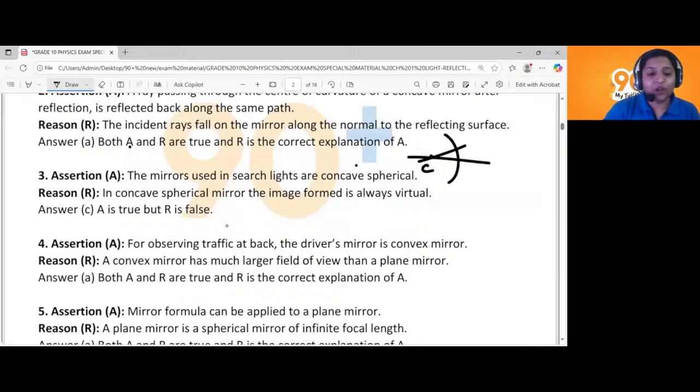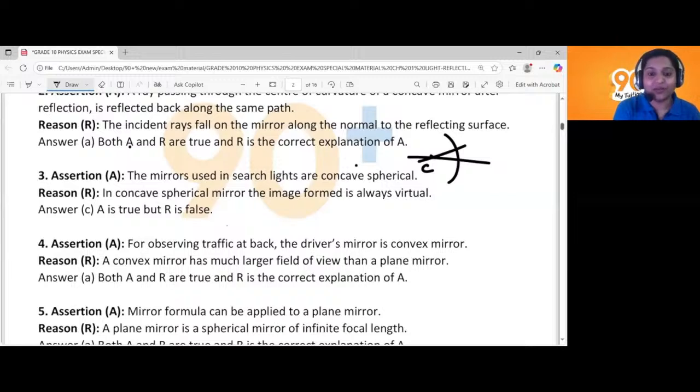Question number 4. For observing traffic at the back, the driver's mirror is a convex mirror. A convex mirror has a much larger field of view than a plane mirror. Yes, that is correct. So both assertion and reason are true, and the reason is a correct explanation because the convex mirror gives us a wider view.